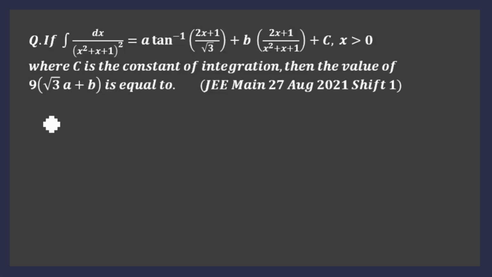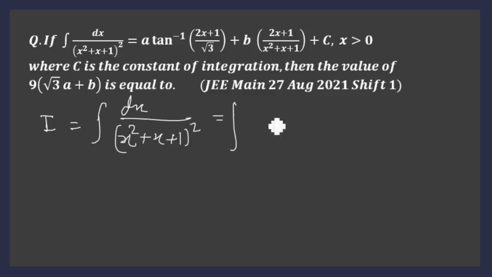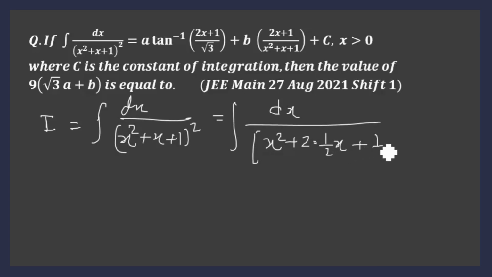So to integrate this, what I will do here is I just write I integration equal to dx by (x square plus x plus 1) the whole square. So I will just make this in bracket the perfect square. So for that what I will do here is x square plus 2 into 1 by 2 into x, so b is 1 by 2, so I write here 1 by 2 the whole square and minus 1 by 2 the whole square and then plus 1, then whole square.